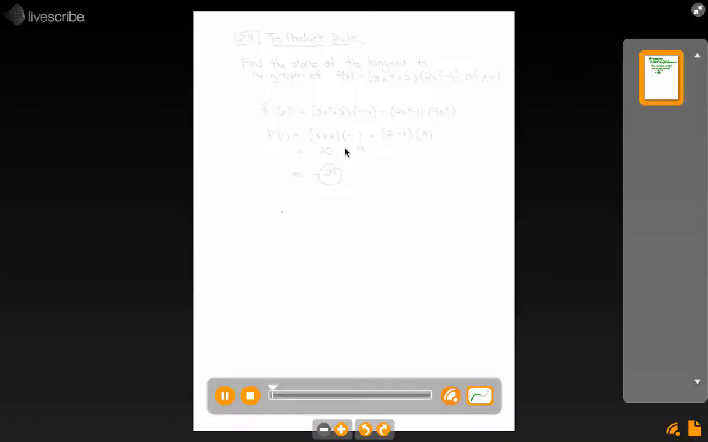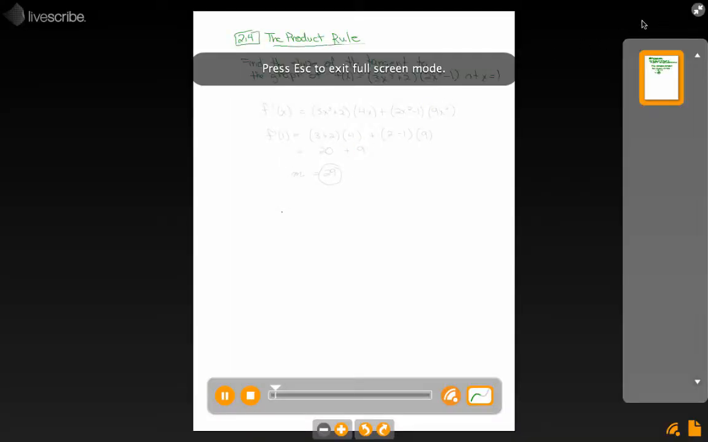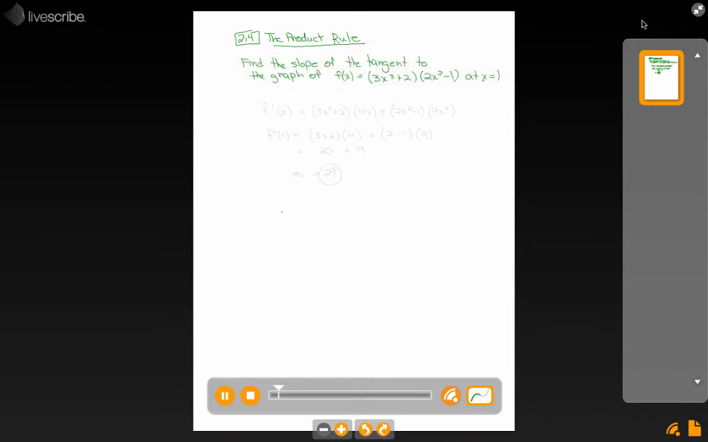This example comes out of section 2.4, the product rule. So we're asked a question similar to ones we've actually been asked earlier in chapter 2 and even in chapter 1, just to find the slope of the tangent to the graph of f of x equals this function at x equals 1.